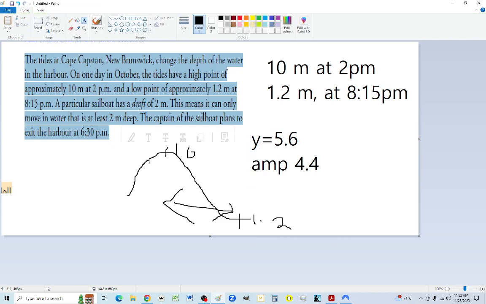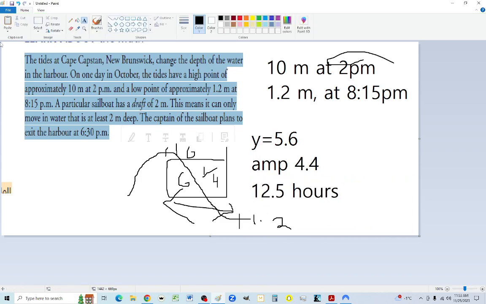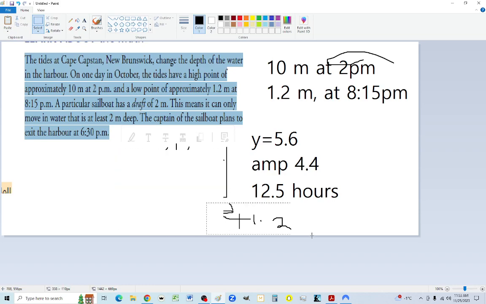We also need to figure out the period. Well, it's max at 2 p.m. and it's min at 8:15, and so from 2 p.m. to 8:15 is 6 hours and 15 minutes, or 6 1/4. Which means that's half the period, which means the actual period is double that, which is 12.5. So 12.5 hours is the period. It's always going to be double between the max and the min along the x-axis. So now we have the period. We just don't know when it starts.